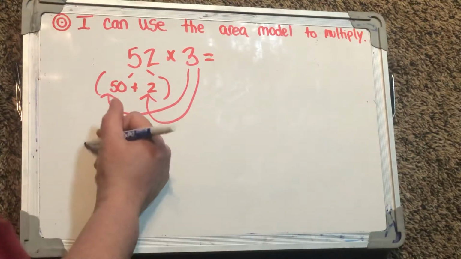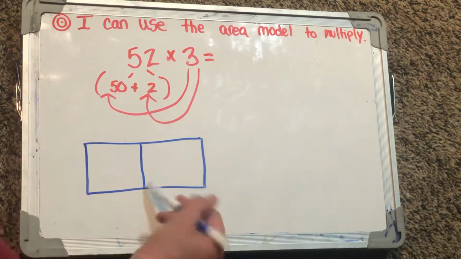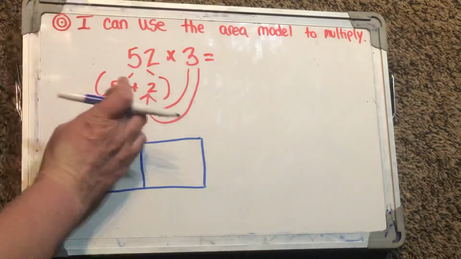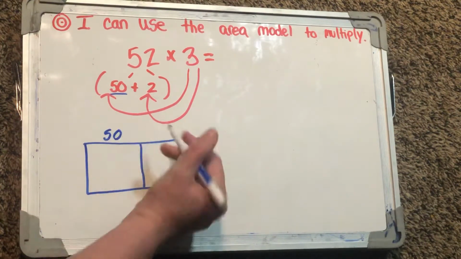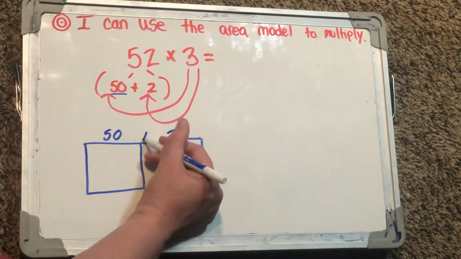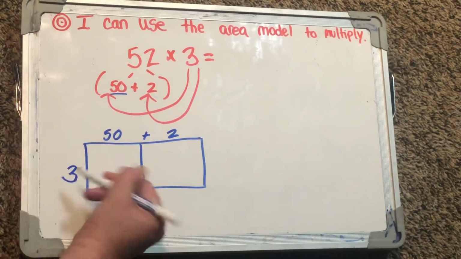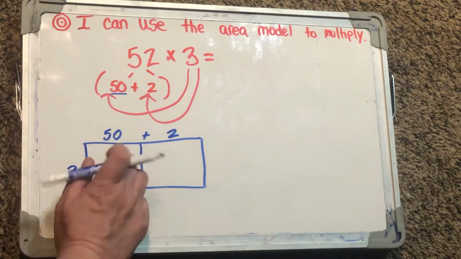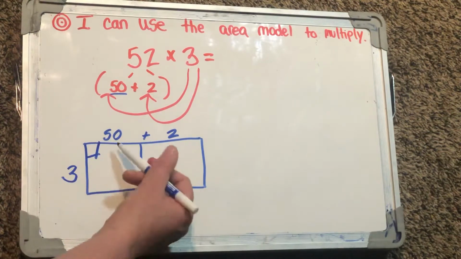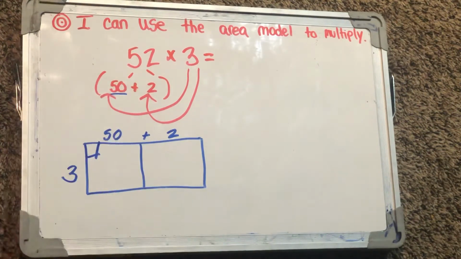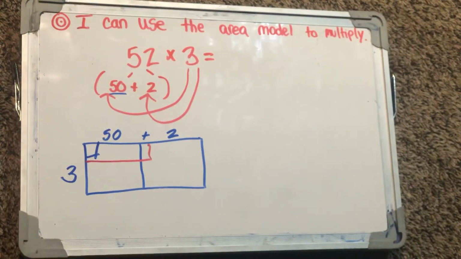Remember these? Here's my boxes. And each digit gets a box. So my 50 needs a box. My 2 needs a box. And I'm multiplying 50 and 2 both by 3. So then inside this box is where I multiply 3 times 50. And inside this box is where I multiply 3 times 2.